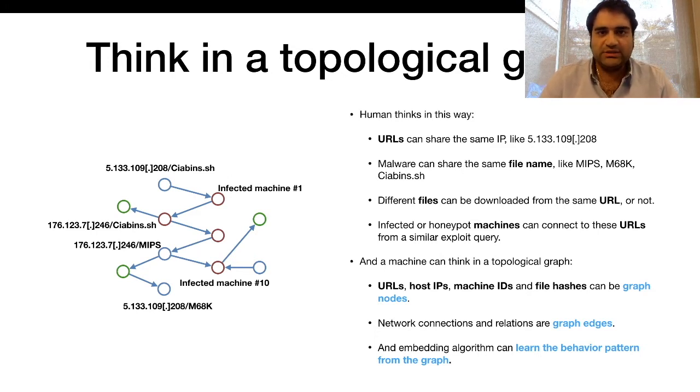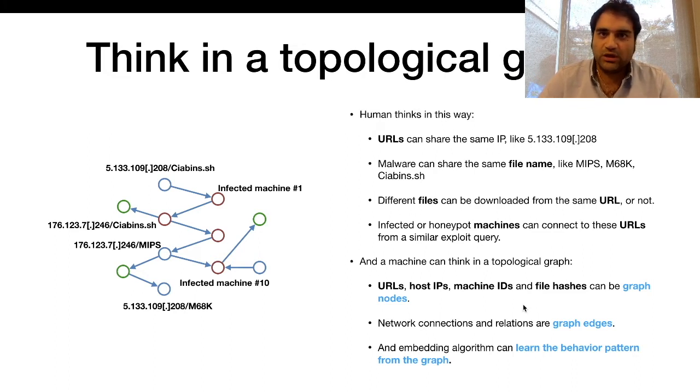The machines need to distinguish between different pieces of information, know the type of the information, and try to relate them together and know how to relate them together. The machine needs a representation platform for that information. One way is a topological graph. As you can see here, the machine will consider the URL, host IPs, machine IDs, and file hashes as the graph nodes.